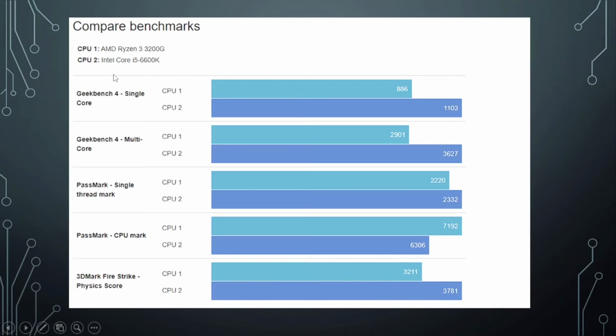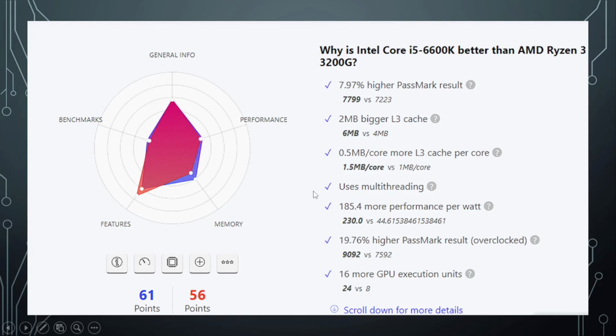leading, which is 3781 points. So overall, we can see that the Core i5 6600K is the leading one. Why is Intel Core i5 6600K better than AMD Ryzen 3 3200G?